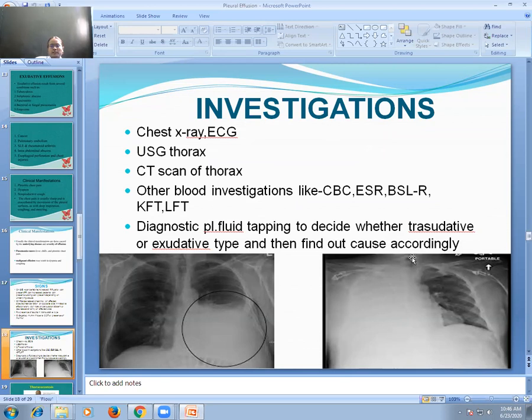And see, this is the tracheal air column. This trachea is shifted to the left side. The trachea is not in central position. So it is a right-sided pleural effusion. This is a left-sided pleural effusion. So from X-ray you can diagnose the presence of pleural effusion.